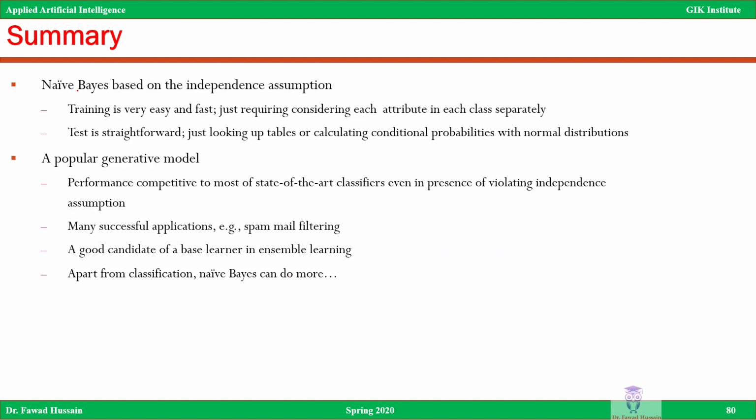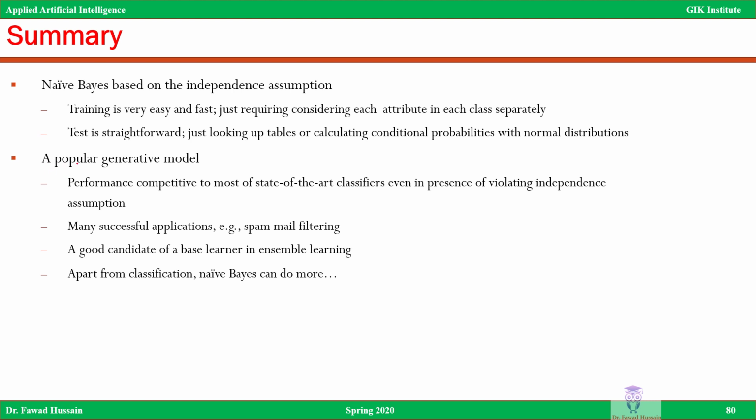So in summary, the naive Bayesian classifier is based on the independence assumption between the different attributes. Training is very easy and very fast, and testing is straightforward because it just involves looking up the tables and multiplying the probabilities together. There is nothing complicated in terms of computational complexity. You don't have any loops, you don't have any ordering, any sorting or anything of that sort.